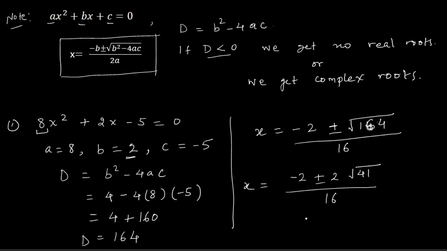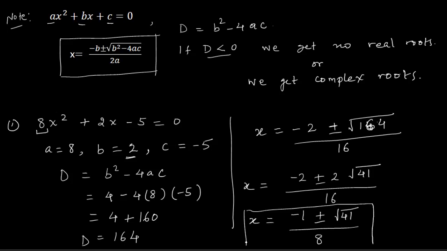Now divide numerator and denominator by 2. We can say x equals minus 1 plus minus under root 41 upon 8. This is the required root of the given quadratic equation.